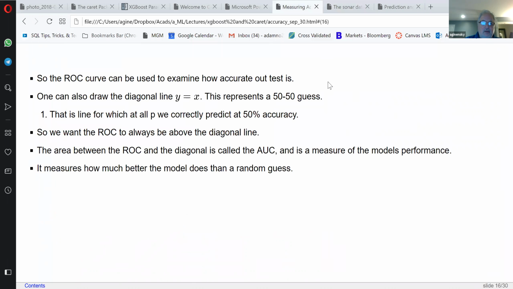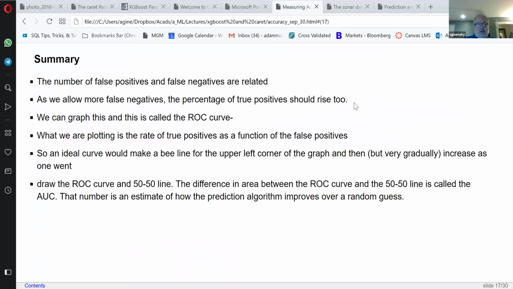Okay, so back to that. To summarize again, the number of false positives and true positives is related, and the more false positives you have, the more true positives you're going to have, and you can graph this relationship, and it's called the ROC curve. And the difference between the ROC curve and your 50-50 guess, random guessing if you will, is called the AUC, the area under curve, and it's a measure of how much better your algorithm does than random guessing.